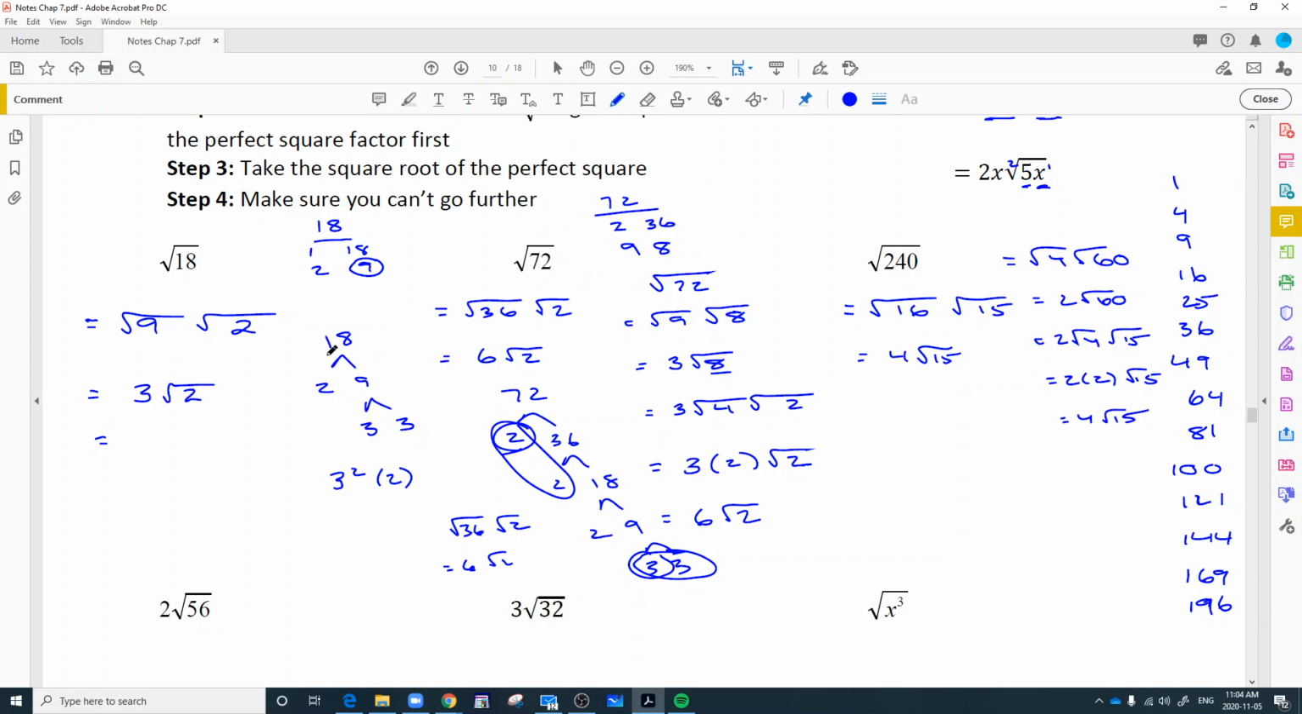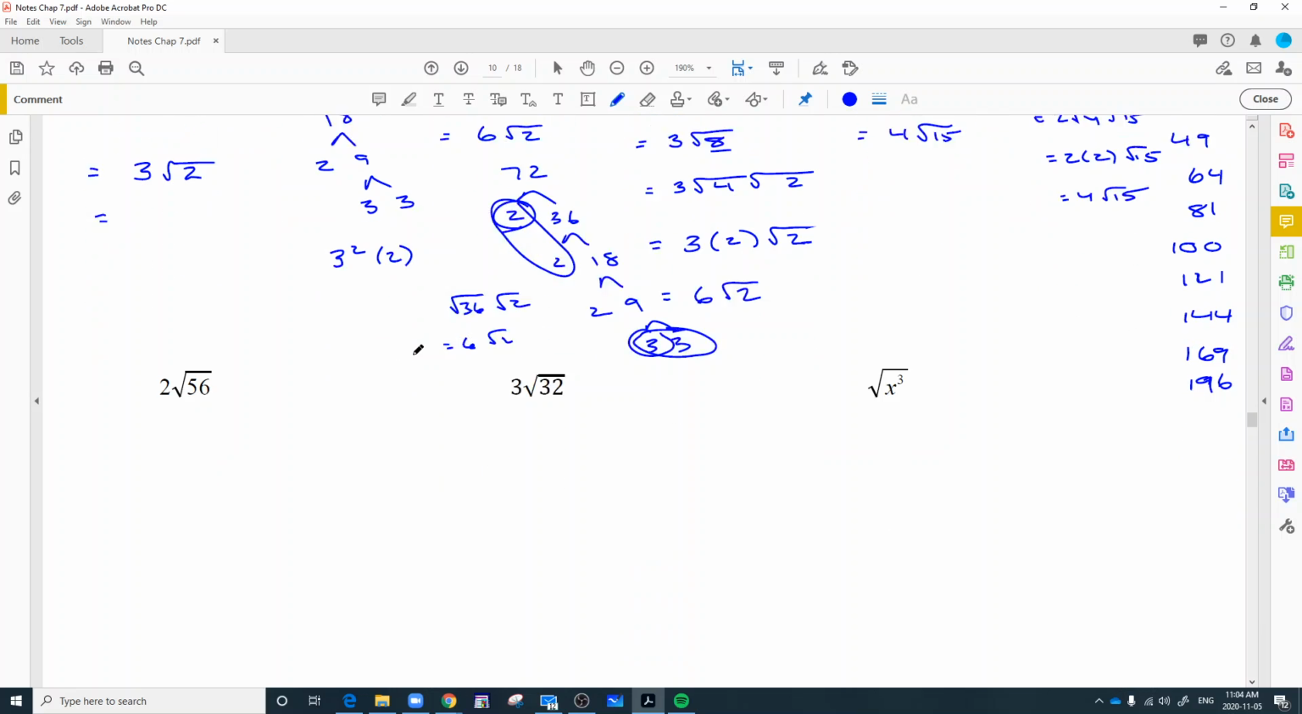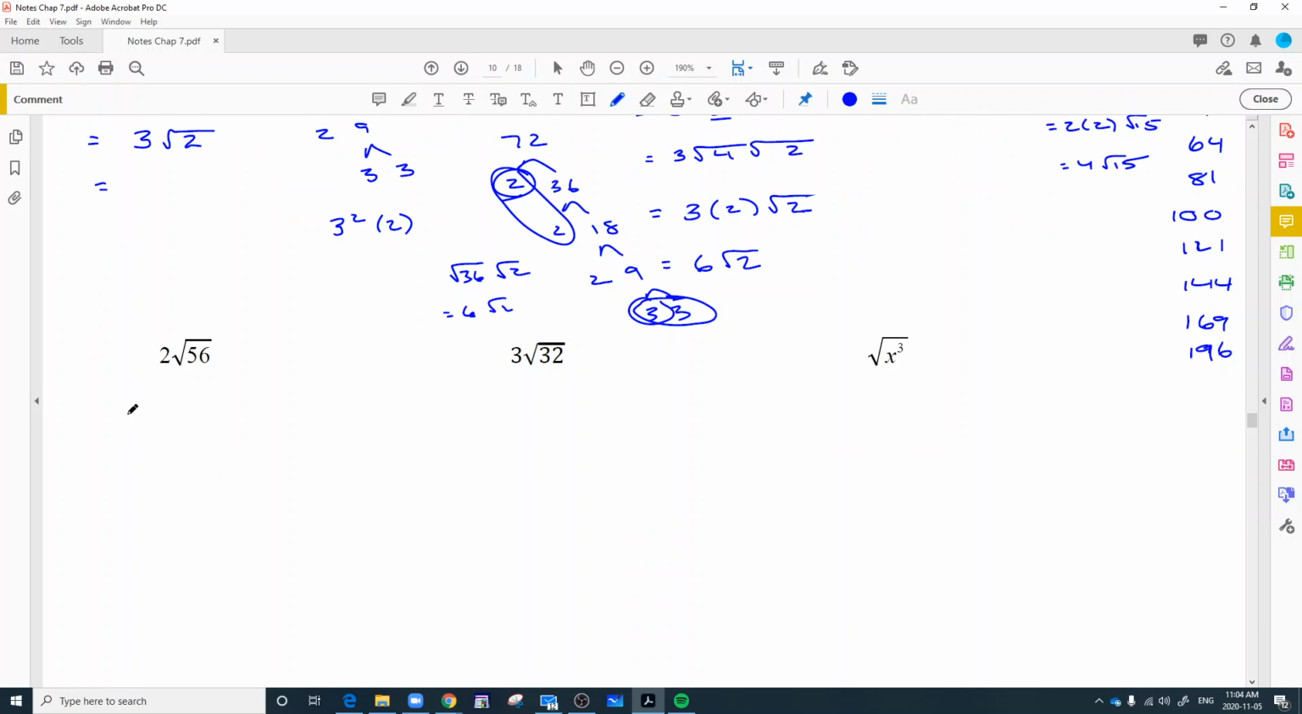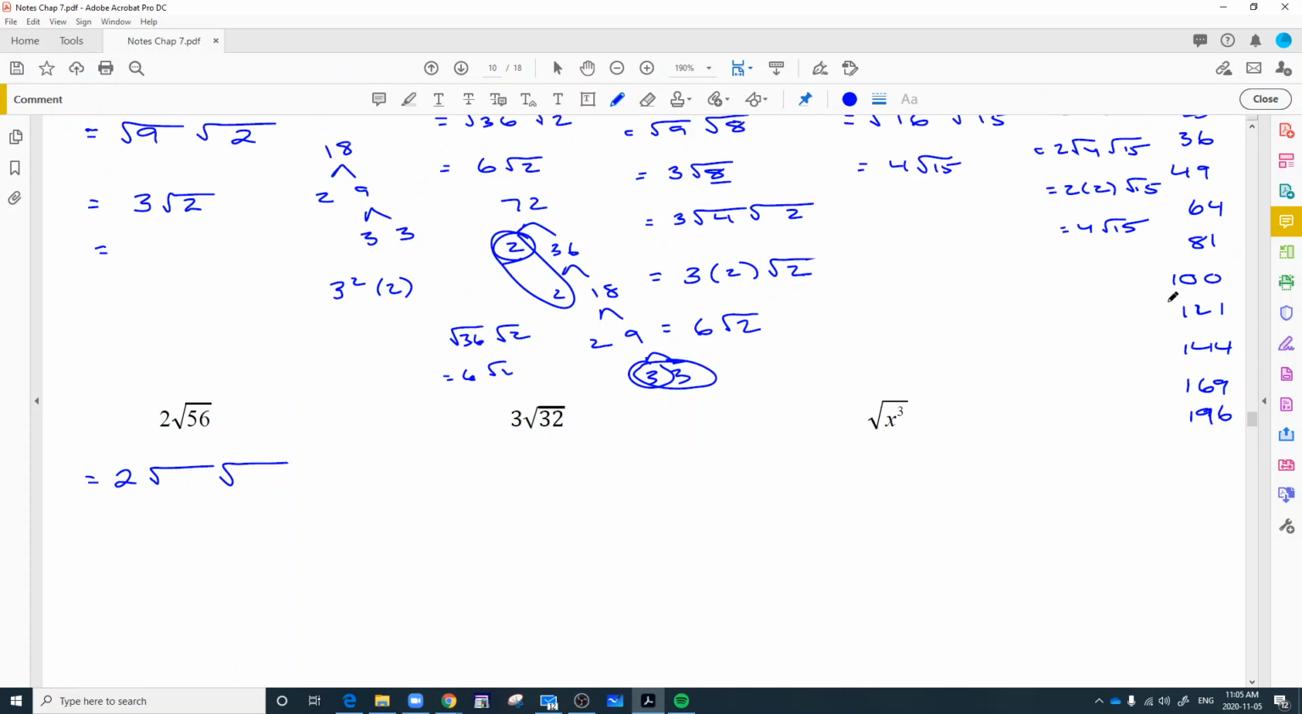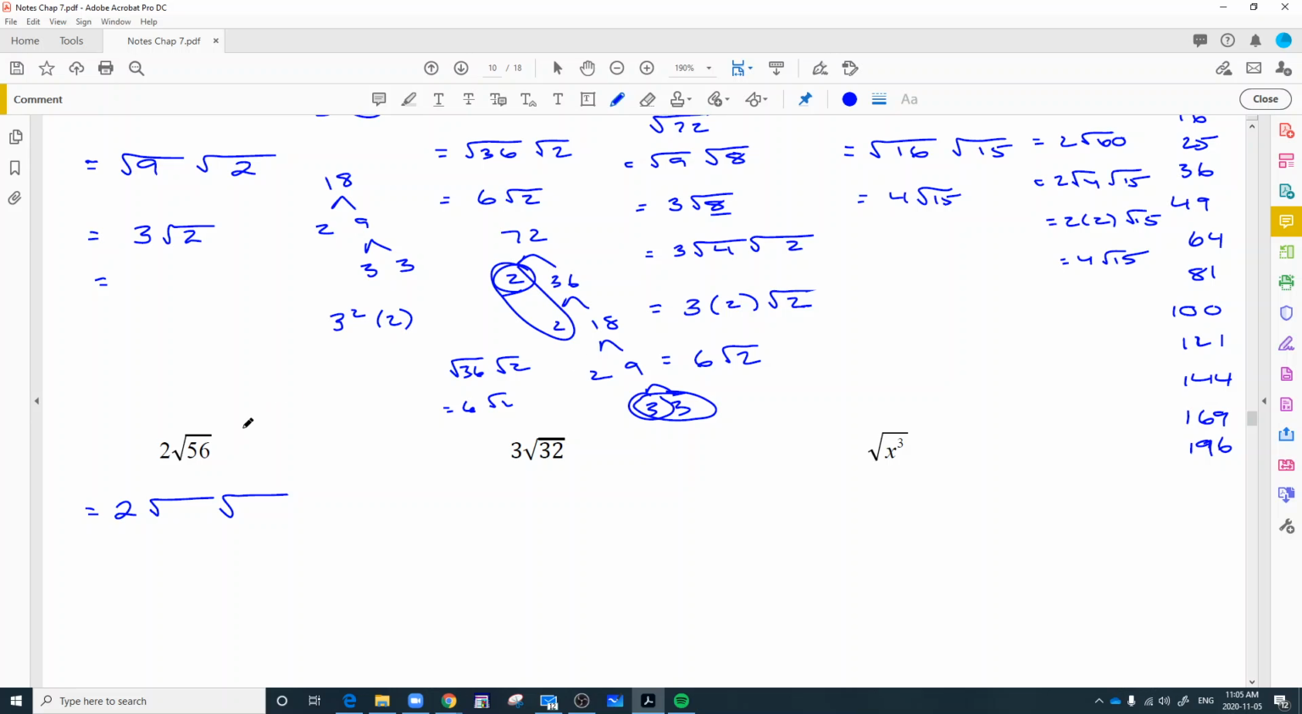Feel what's comfortable. I like the method I showed you to begin with, which is the one that I'll just keep showing. So if I have 2 root 56, again, I'm not going to use the factoring tree. I'm just going to look for the highest perfect square that divides evenly into 56. So I'm going to use this chart I have over here. And I'm going to start with the perfect square that's closest to half. So I'm going to start with 25, which isn't going to work. So I'm going to try 16.